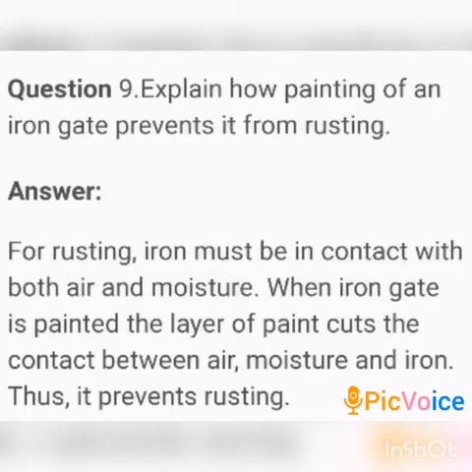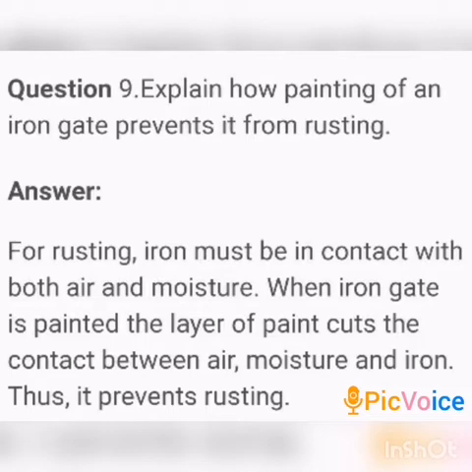Then write the 9th question. Explain how painting of an iron gate prevents it from rusting. Answer. For rusting, iron must be in contact with both air and moisture. When the iron gate is painted, the layer of paint cuts the contact between air, moisture and iron. Thus, it prevents rusting.